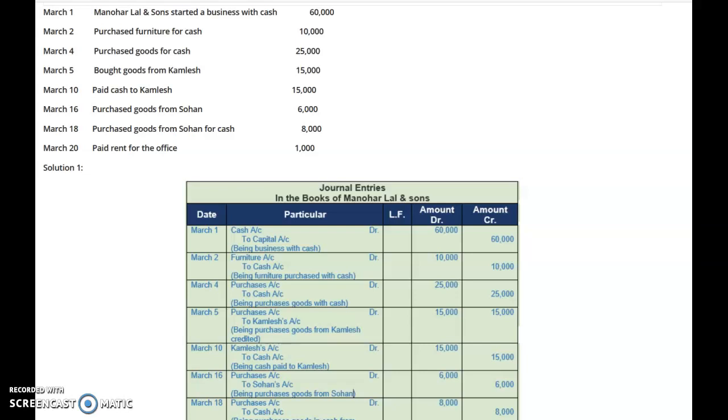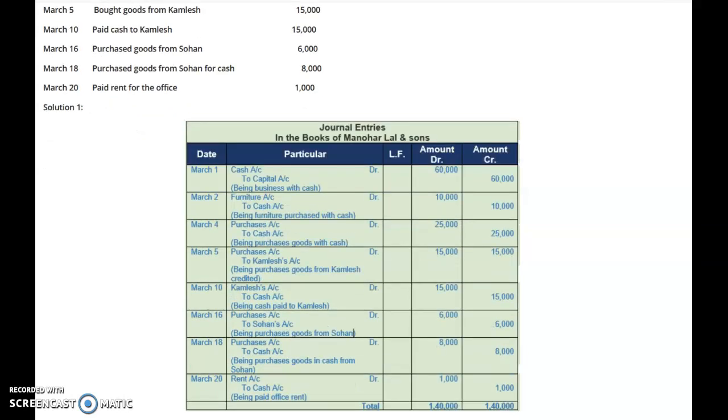The next transaction is purchase of goods from Sohan. Like on March 5 we bought goods from Kamlesh, in the same way here we purchase goods from Sohan. It is a credit purchase. So the purchase account will be debited as the stock is coming into the business. Debit what comes in. From whom had we purchased it? We had purchased it from Sohan on credit. We had not given him the cash yet. So the Sohan account will be credited here.